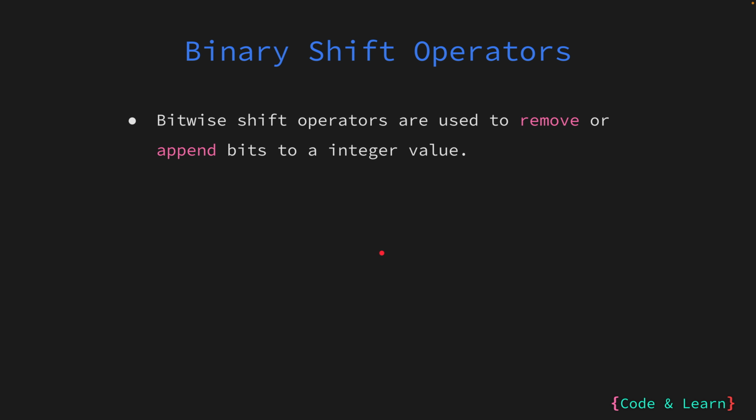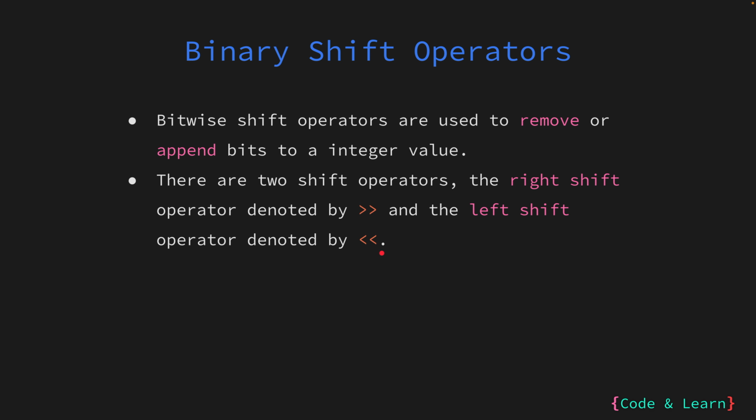Bitwise shift operators are a powerful tool for manipulating binary representations of an integer value. They allow us to remove and append bits. In Go, we have two shift operators: the right shift operator, denoted by a double right arrow, and the left shift operator, denoted by a double left arrow. Both these operators are binary, meaning that they work with two operands. In the upcoming slides, we will explore more examples for both of these operators to illustrate their use.